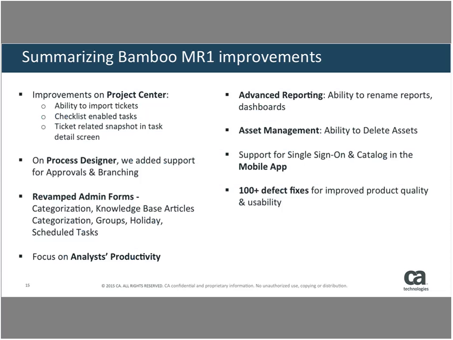of improvements done on the analyst productivity side on the ticket center. On the advanced reporting side, we've added the ability to rename reports and dashboards from the ad hoc view. On the asset management side, we have added the ability to delete assets. On the mobile front, we have added support for single sign-on and catalog. Other than these enhancements, the focus was also on improving quality. So 100+ defects got fixed, focusing on overall product quality and usability. So with this note, I will conclude, and I'll open up for Q&A.